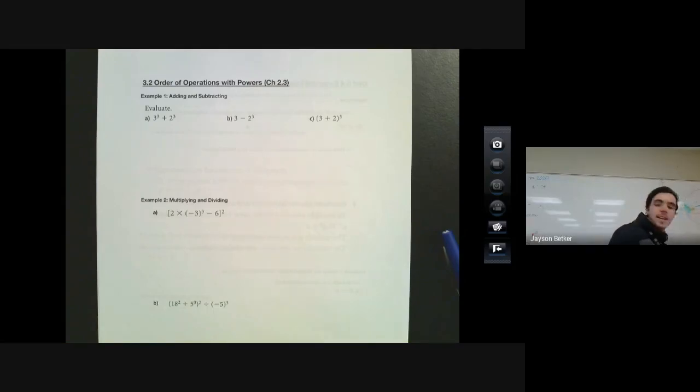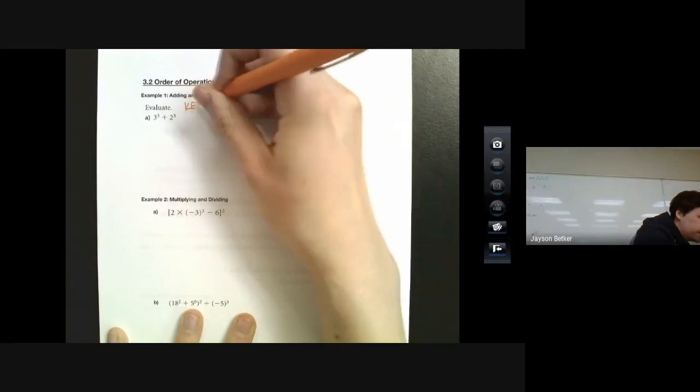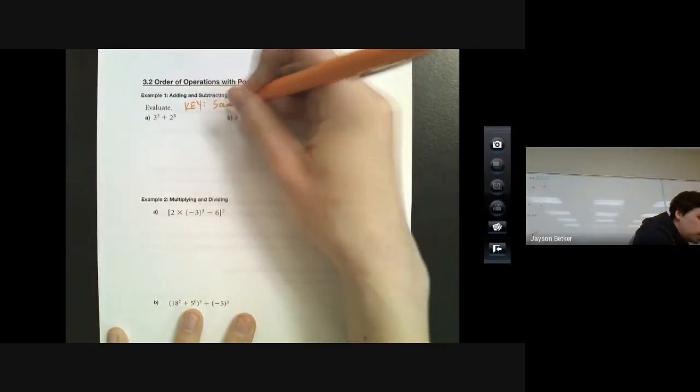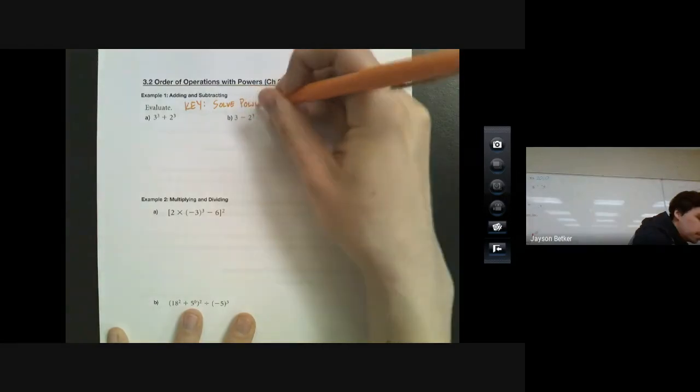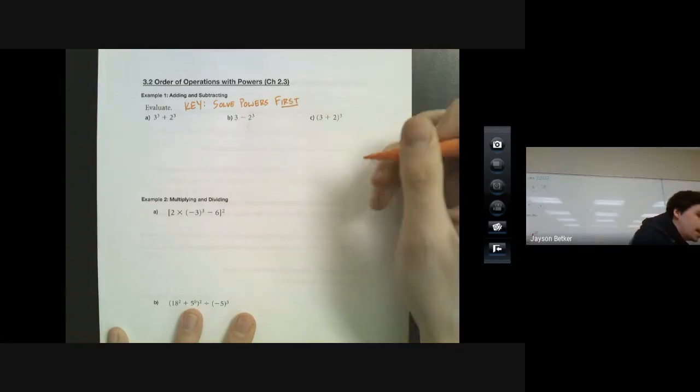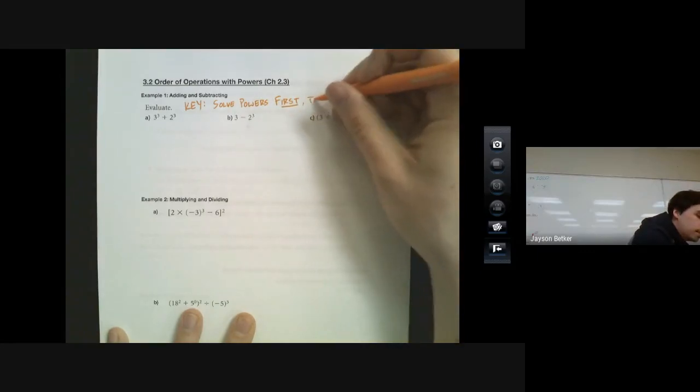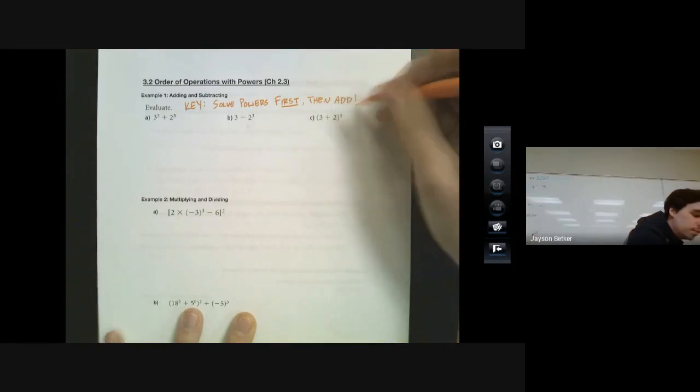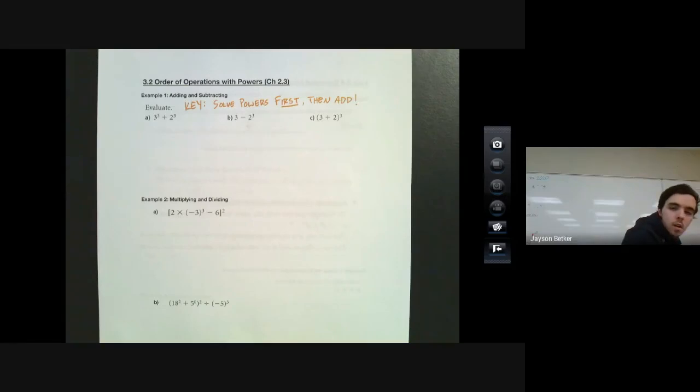The key to being able to solve any one of these problems is going to be to solve the powers first before we try to add the number. That's going to be our key. We'll write that down. Key. Solve powers first, then add, or subtract, or divide, or multiply. All of our orders of operations will stay the same after the fact.